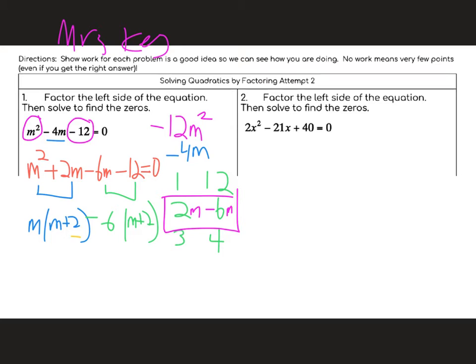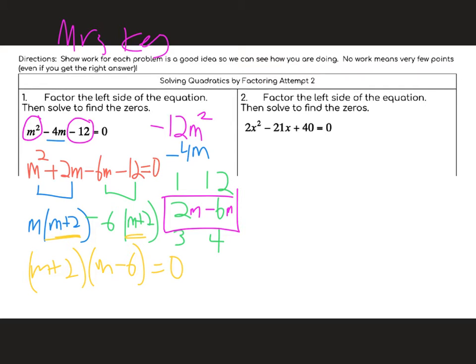Now, you're obligated, you have to check that these are the same. So you go, woo! Because those are the same. And then you rewrite it as m plus 2 and then m minus 6. So that's the factored version, but we're not done yet.